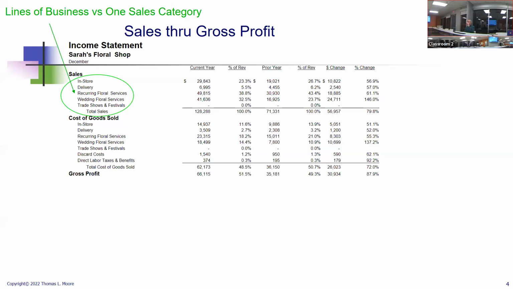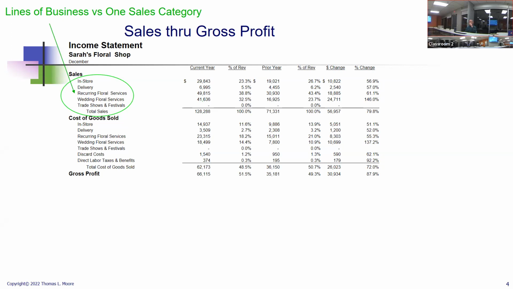Floral shop. That's what we're talking about. We're looking at the month of December. And if you remember how to read this report from the columns, we're looking at current year. We're looking at the percent of revenue for the current year. We're looking at the prior year and its percent of revenue. Then we're looking at the change between the periods and the percent of change.